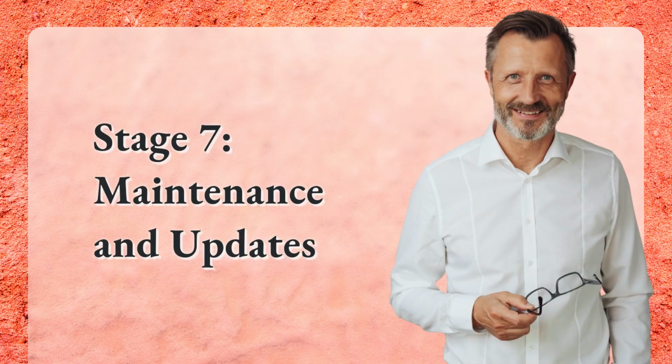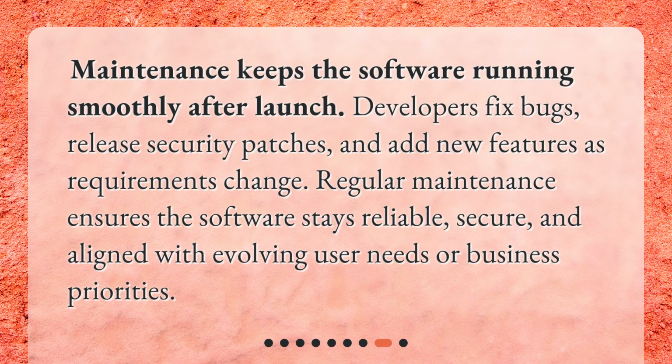Stage 7. Maintenance and updates. Maintenance keeps the software running smoothly after launch. Developers fix bugs, release security patches, and add new features as requirements change. Regular maintenance ensures the software stays reliable, secure, and aligned with evolving user needs or business priorities.